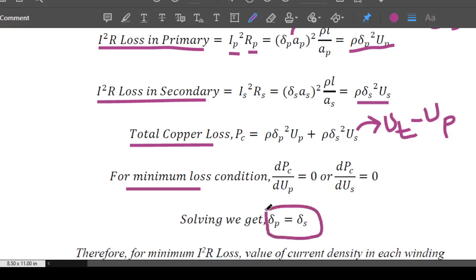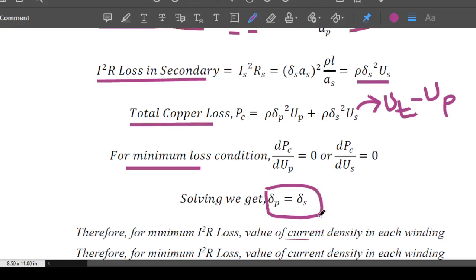So from this it is clear that if you want the copper loss to be minimum in this transformer, then you have to choose the current density in such a way that the current density in the primary winding and the current density in the secondary winding should be equal. This is the reason that in our output equation, when we were about to derive it, we assumed delta P equal to delta S is equal to delta. This is the reason why we assumed it as delta at that point.